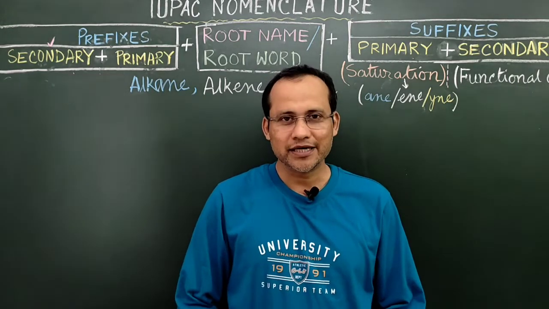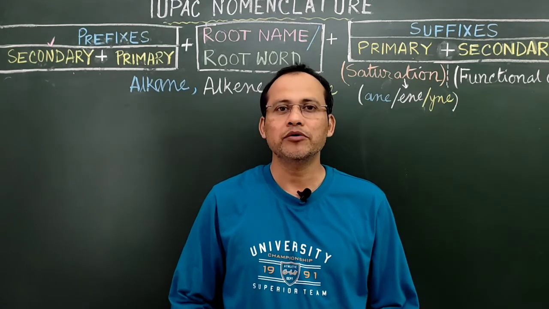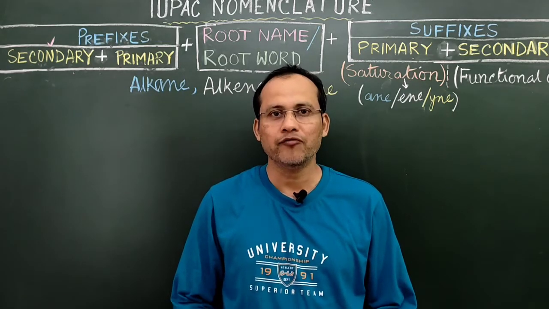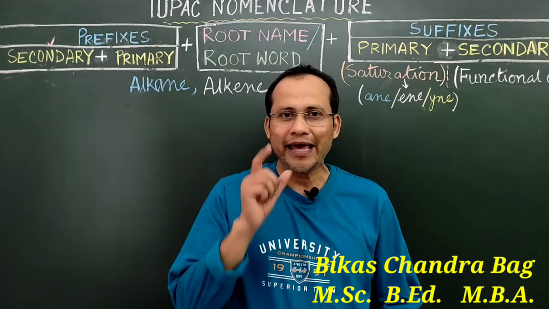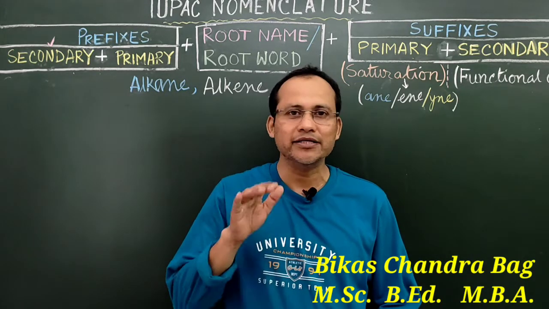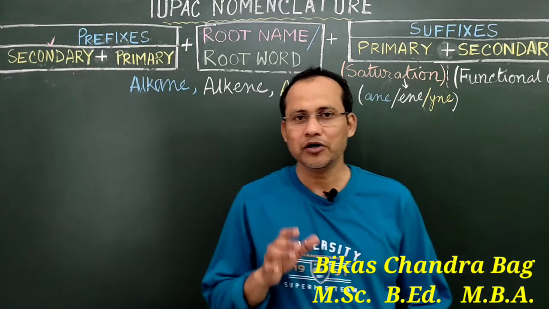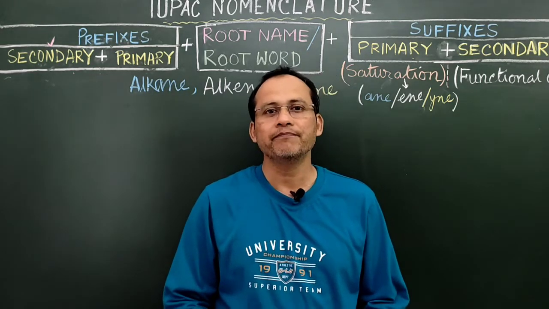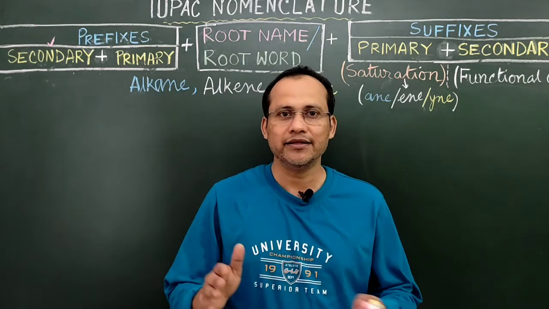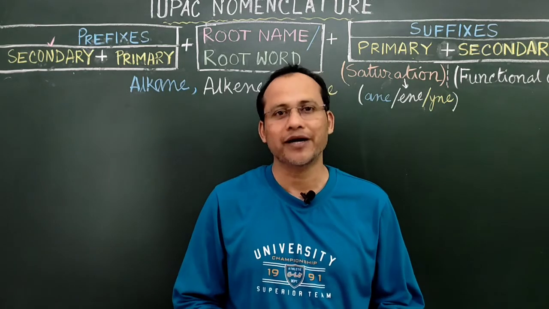Now in this class we shall discuss IUPAC nomenclature of alkane, alkene and alkyne. For alkane this will be a very short discussion because I have already made a dedicated video on alkanes and in general the basic rules of IUPAC nomenclature.